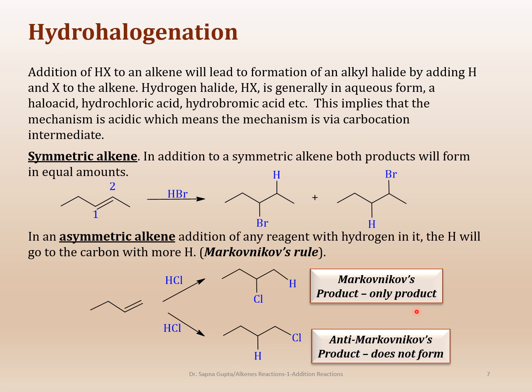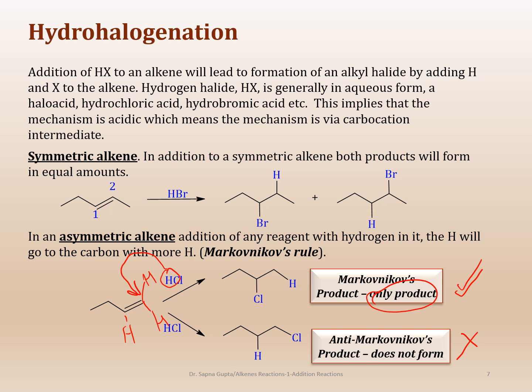What is going on in this product? The hydrogen has gone to the carbon with more hydrogen. Now, if you're wondering where are the hydrogens, remember, invisible hydrogens, right? So there are two hydrogens here and there is one hydrogen here. So this hydrogen actually went to the carbon with more hydrogen, and that's the product you form. That's the only product you form. You don't form this one.